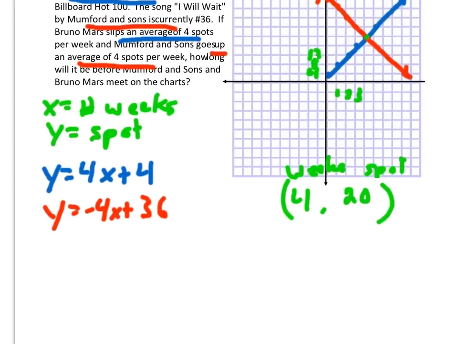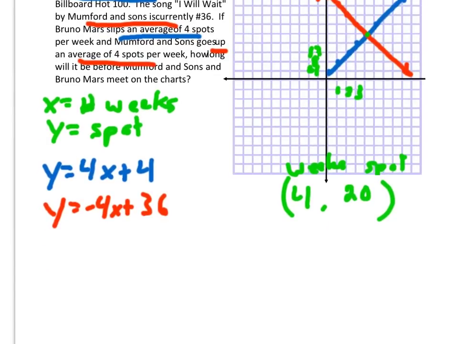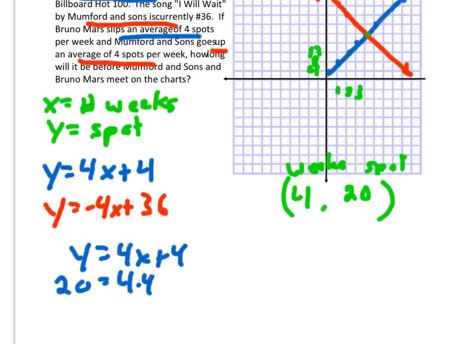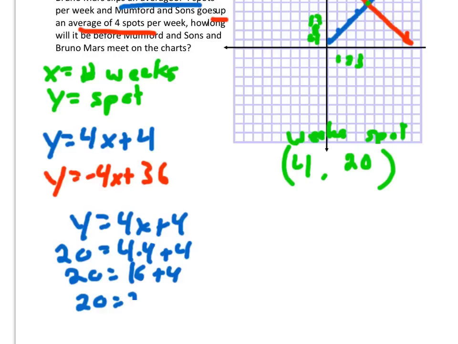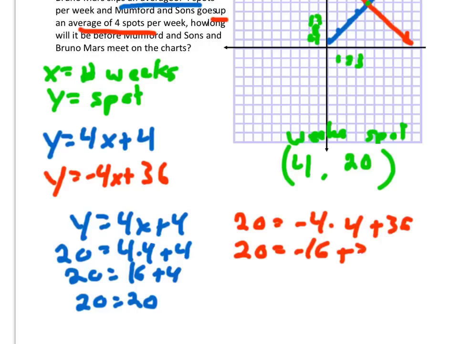And now, of course, we need to check this in each equation. So for my blue equation, y equals 4x plus 4, we're going to see if it works out. I plug in 20 for y and 4 for x. 20 equals 16 plus 4. And that checks out. Likewise, if I plug it in for the red equation here, I get 20 equals negative 4 times 4 plus 36. That's 20 equals negative 16 plus 36, and 20 equals 20. So it checks out in both equations, so we're good to go.